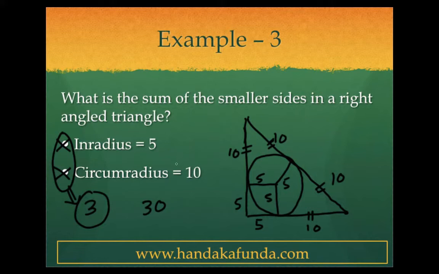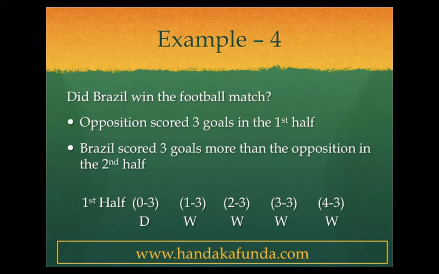Let's look at one more question. Did Brazil win the football match? So for this, your answer could be a yes or could be a no. Statement 1: the opposition scored 3 goals in the first half. Clearly, you cannot do it from this because you do not know how much Brazil scored or what happened in the second half. Statement 2: Brazil scored 3 goals more than the opposition in the second half. Okay. So now this one has just information about the second half, so you cannot solve it from this also. The question is, can you solve it after combining them?